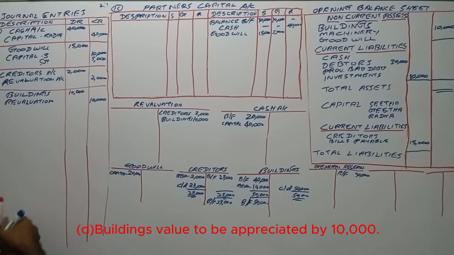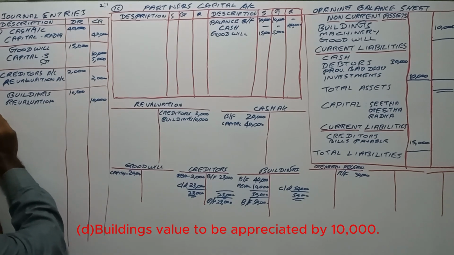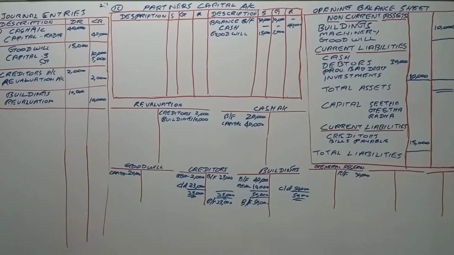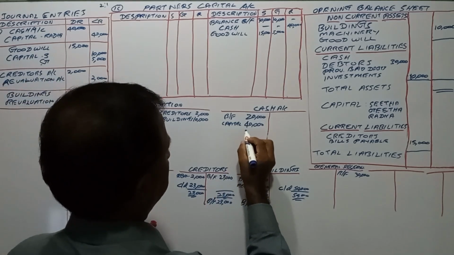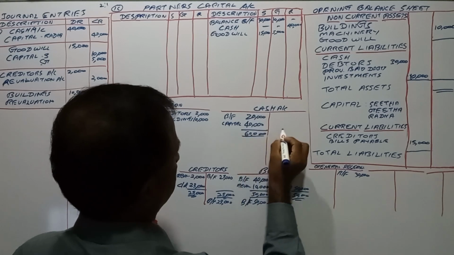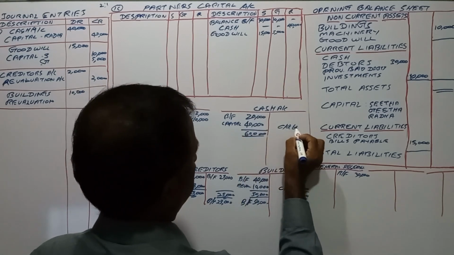Being buildings have been revalued by 10,000, increasing revaluation of buildings. Right? So the cash account we have to balance: carried down 60,000.